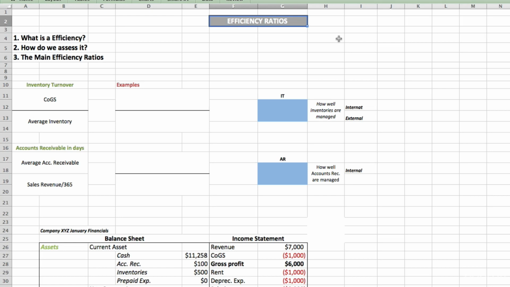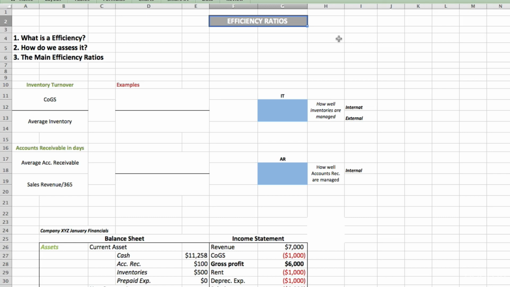Let's see now the main efficiency ratios and how they work. But first of all, let's see what is efficiency, how do we assess it, and what are the main efficiency ratios. First of all, efficiency is the ability of a company to manage its resources so that they will generate a good or a service for the lowest cost possible.